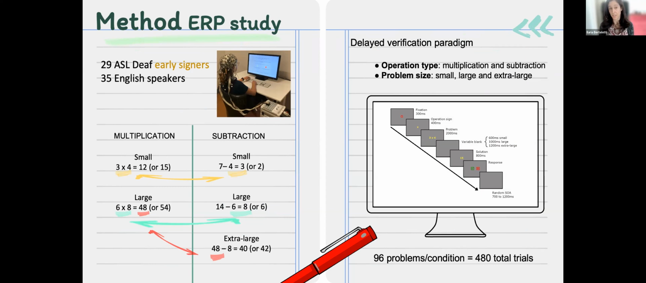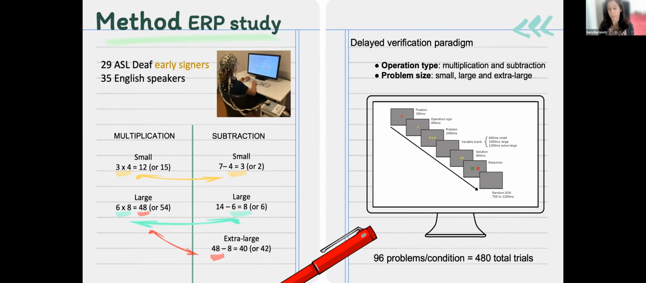So our study is an EEG leveraging the ERP analysis and approach. We recruited deaf ASL signers who were exposed to ASL prior to age 2, and most importantly, attended deaf schools using ASL, or deaf programs using ASL, or were attending school with interpreters, which means they learned their arithmetic problems in ASL. And then we also recruited English-speaking participants who had no ASL knowledge.